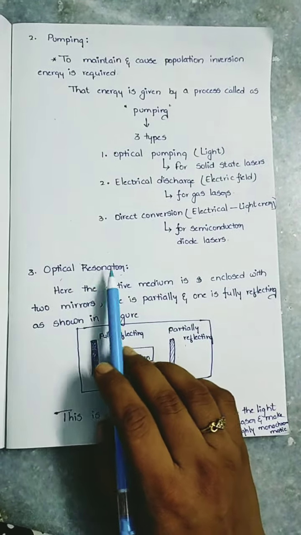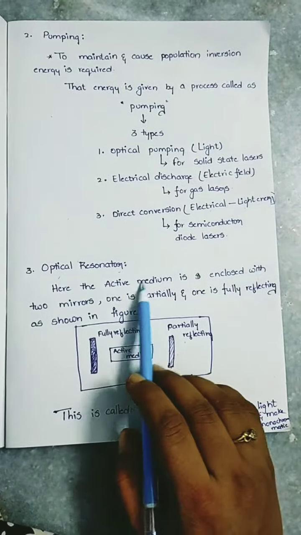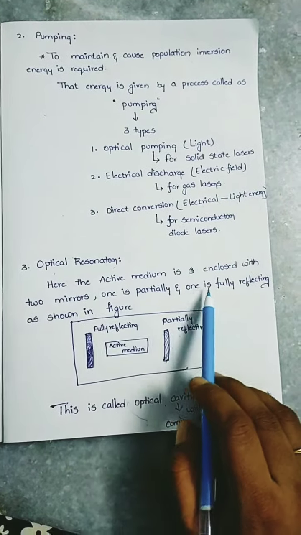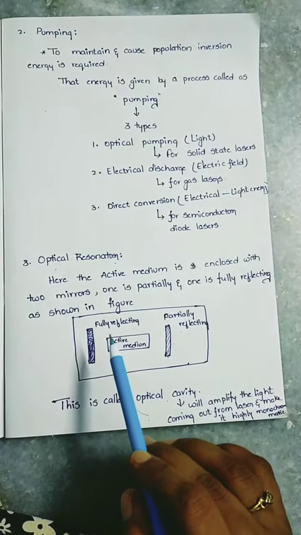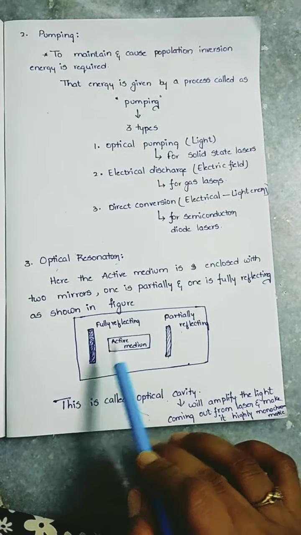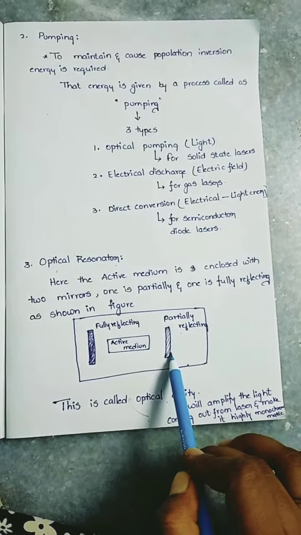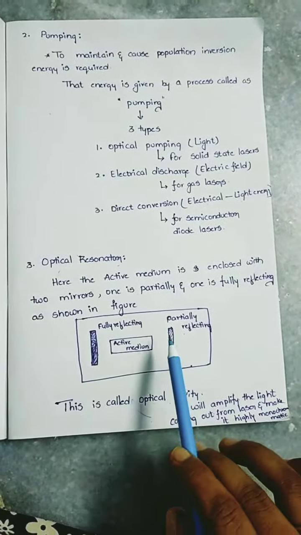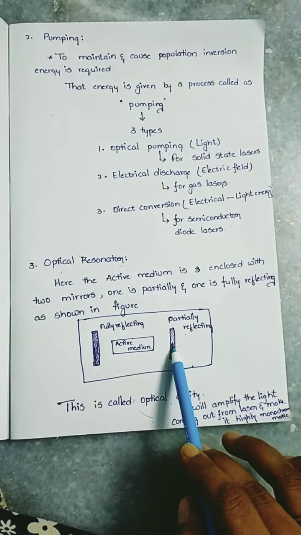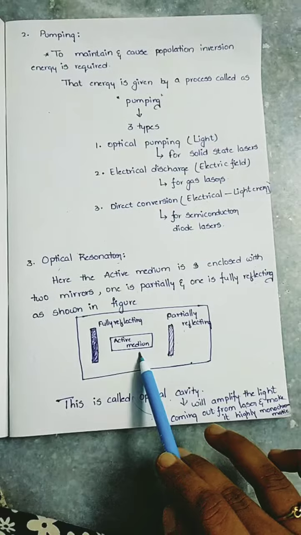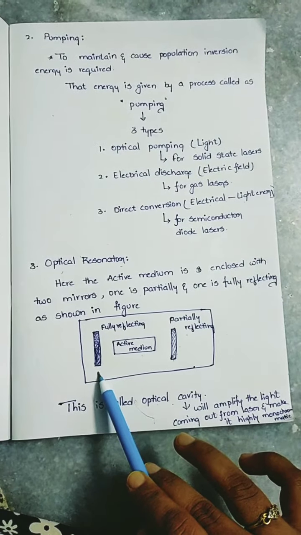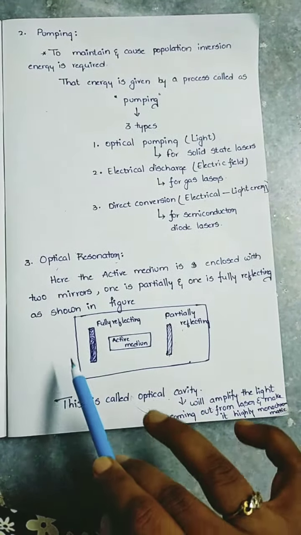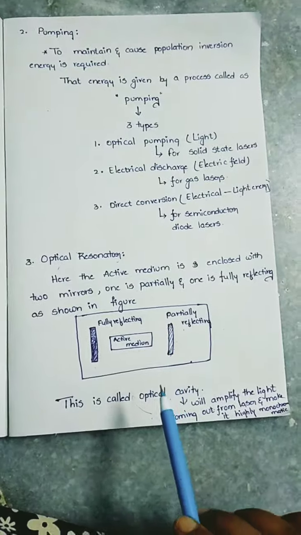And now the optical resonator. Here the active medium is enclosed with two mirrors, one partially reflecting and one fully reflecting, as shown in the figure. This one is your active medium. And remember, the partially reflecting mirror will always be on the right side of the active medium and the fully reflecting mirror will be on the left side. So this whole area is known as optical cavity.